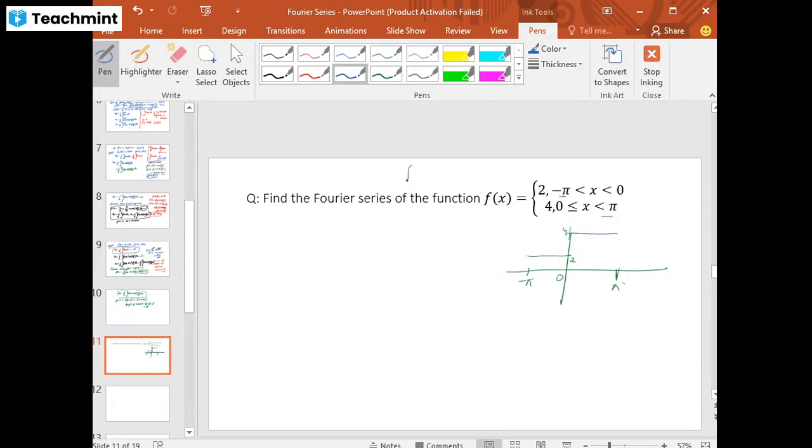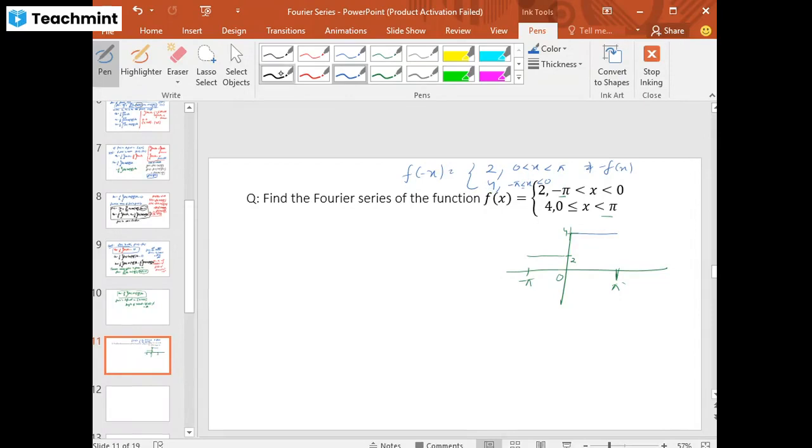If we calculate f of minus x, its value remains 2, but the interval changes to 0 to pi, because if I replace x with minus x, the interval is 0 to pi, and the value 4 in the interval 0 to pi goes to the interval minus pi to 0. So this function is neither equal to minus f of x nor equal to f of x, because the interval is changed. So this function is neither even nor odd.